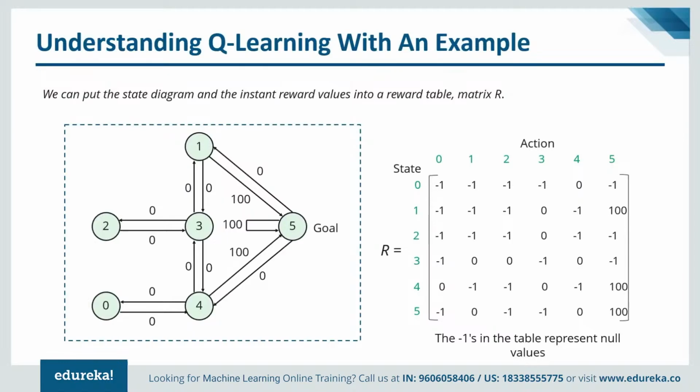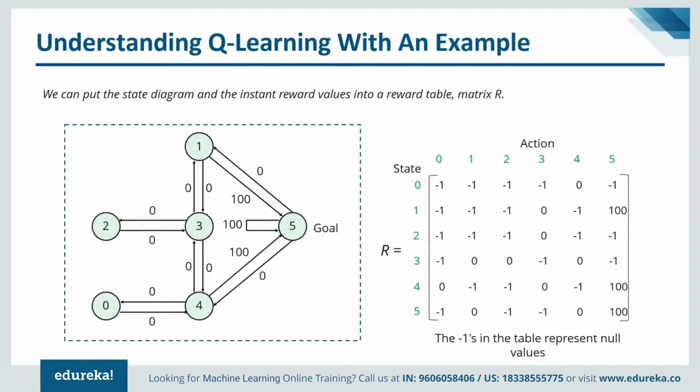But when it comes to 0 to 4, there is a connection and we have numbered it 0 because the reward for a state which is not directly connected to the goal is 0. But if you look at this 1, 5, which is basically traversing from node 1 to node 5, you can see the reward is 100. That's basically because 1 and 5 are directly connected and 5 is our end goal. So any node which is directly connected to our goal state will get a reward of 100. That's why I've put 100 over here.